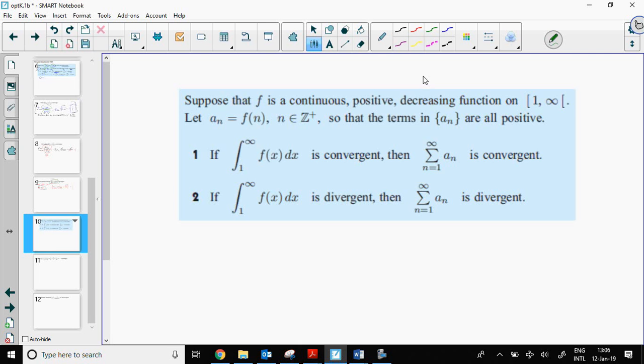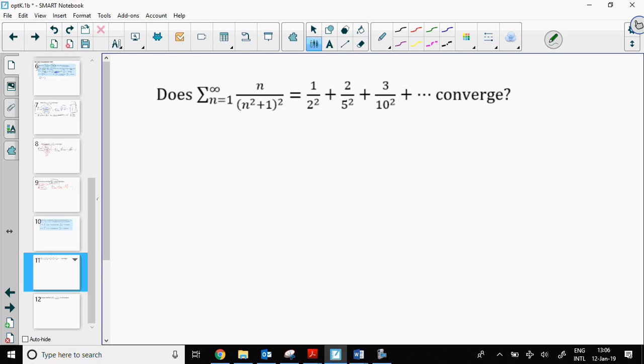The integral test is certainly not one that I try out first. I'm going to always try to use a comparison or a limit comparison before I try an integral test because this one tends to just take more time. So here's our first series. Does it converge? As always, I check my nth term test.